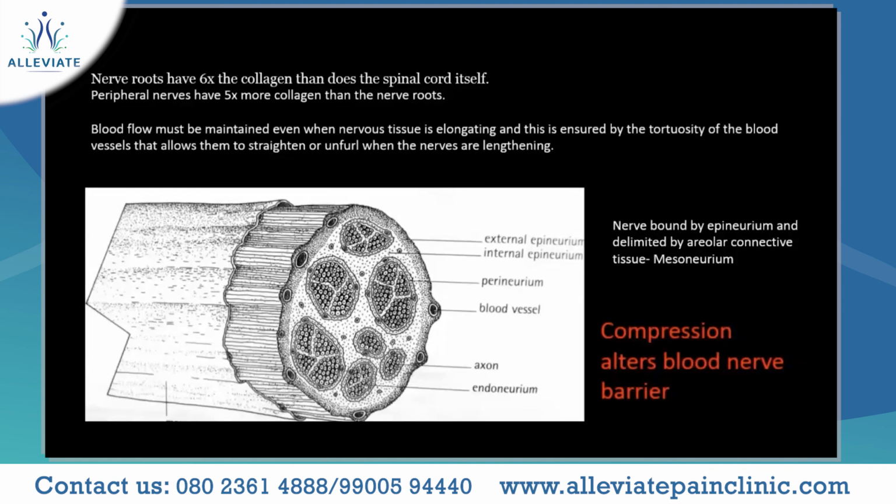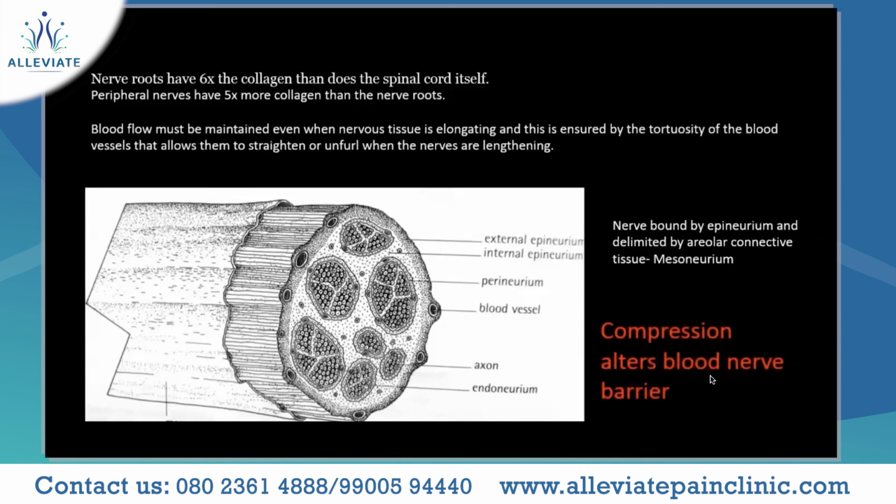Blood flow must be maintained even when the nervous tissue is elongating, and this is ensured by tortuous vessels that straighten and unfurl when the nerves are lengthening. When the nerves are stretching, that's the reason why the vessels are tortuous, so it just doesn't get torn apart. The nerve is bound by epineurium and delimited by areolar connective tissue. This is the mesoneurium. Here you can also see the blood vessels.